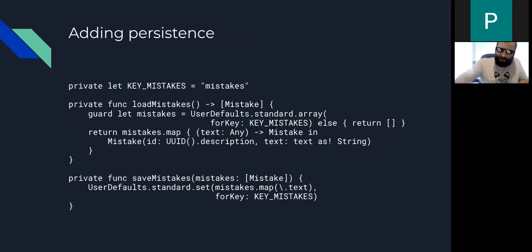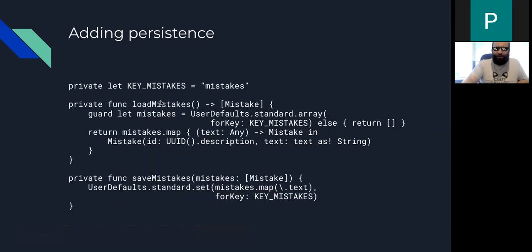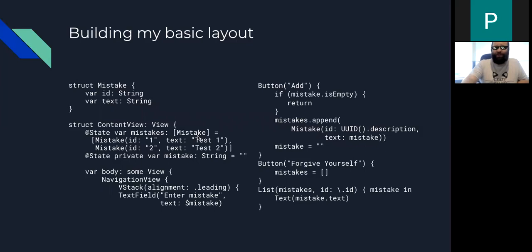In terms of linking this with the previous code, is the project open source? Yes, it is. I'll come to that. It is actually BSD licensed, so you're welcome to view the source code. So to link up the persistence, I added this call to load mistakes here instead of the placeholder data, and added a call to save mistakes here in the add function.